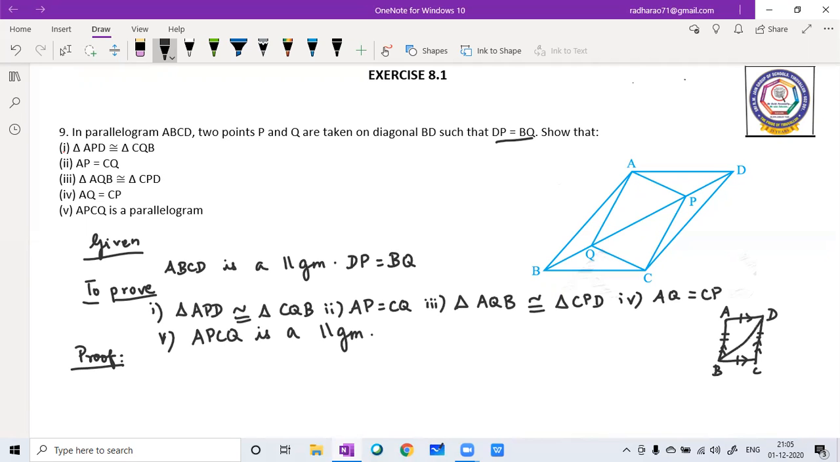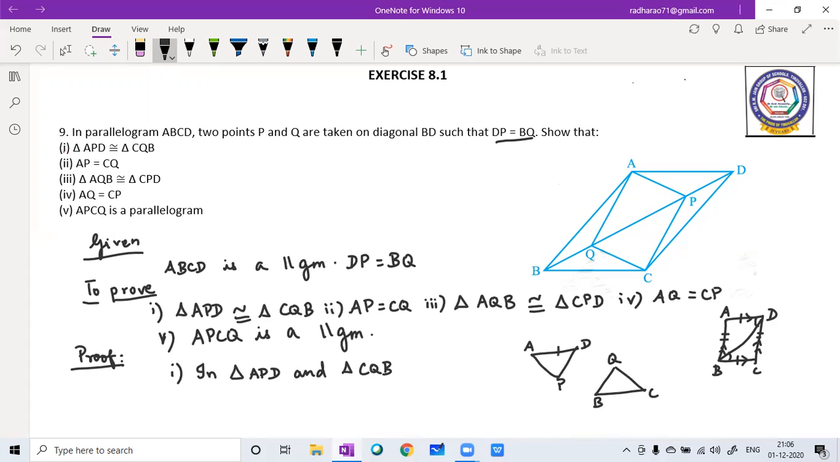Also, BD acts as a transversal. So alternate interior angles will be equal. That is, angle ADB will be equal to angle DBC. Okay. So using that, we are going to prove the first one. That is, whichever triangles have to be proved congruent, we have to take. So in triangle APD and triangle CQB, let me show those two triangles separately: A, P, D and B, Q, C.